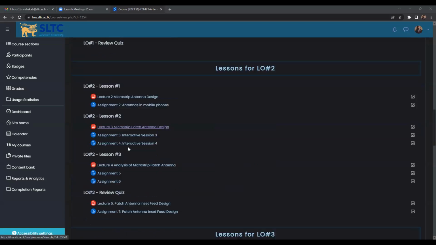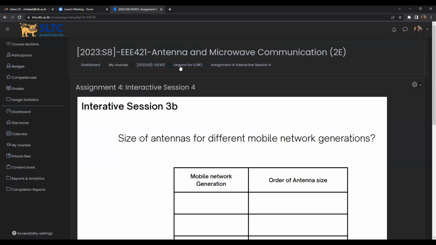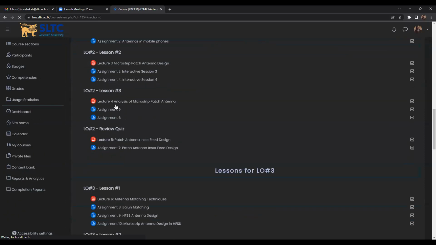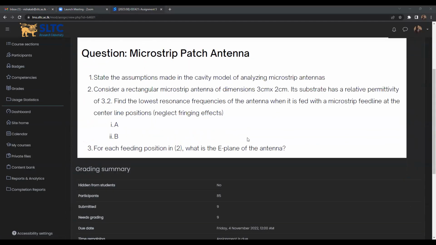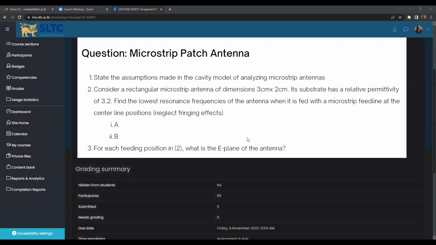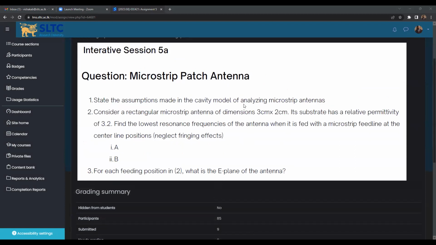In assignment number 5 and onwards, I have given some questions asking you to answer the problems using the theory knowledge that we have gained during the lectures. So this is one of the questions. In this question, we are talking about the microstrip patch antenna and the electric field distribution in the patch.